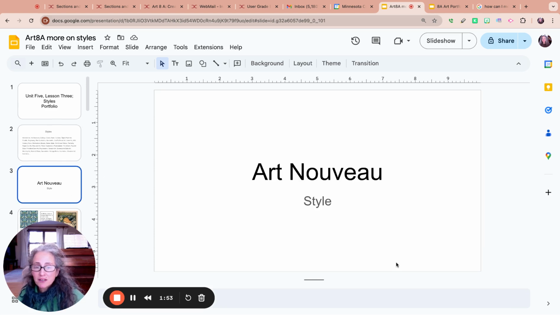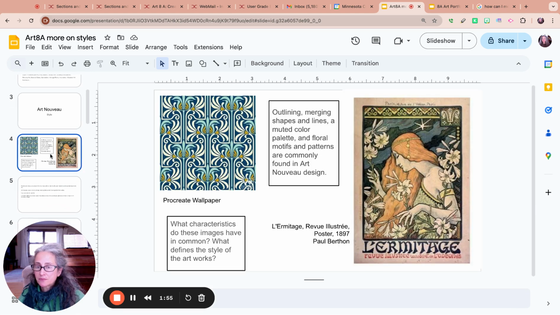So I'm starting with the Art Nouveau style. Here are two examples of Art Nouveau, and the question is, what characteristics do these images have in common? What defines the style of these artworks? One is a brush from Procreate. The program Procreate has some different styles, and they do a really neat, good job of recreating this style.